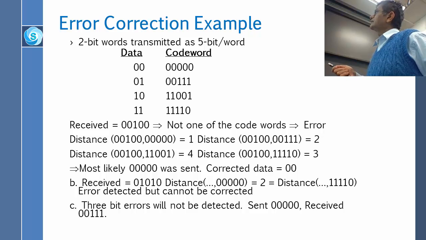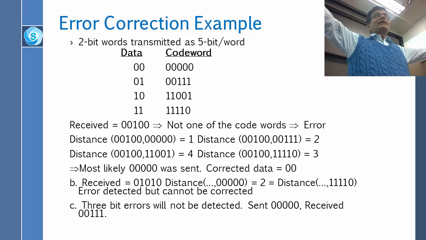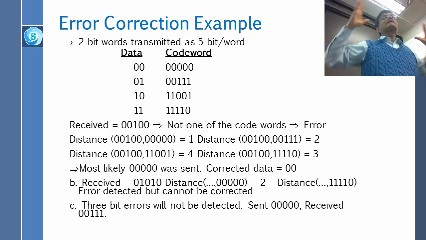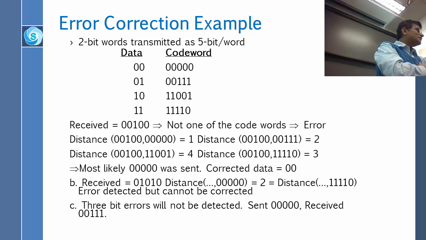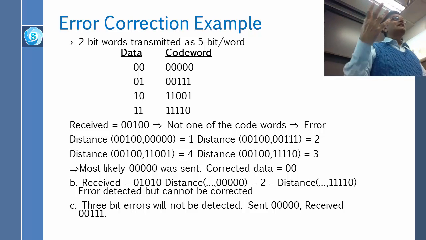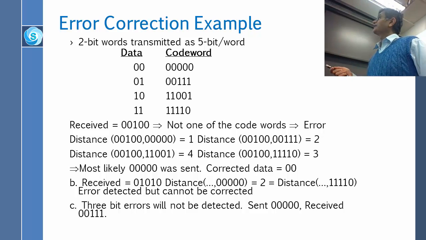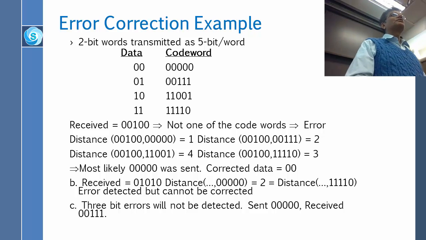In some cases, it is distance 2 from everything. So now you are not really sure. It is the same distance from 2 places, equally distant from this and that. Now you cannot be sure which one it is. So it can be detected but not corrected. We know that there is an error, but we cannot correct it. If it is close to something, we can say, okay, most likely this is it. But if it is equally close to 2 different ones, then we have to say that this is detected but not corrected. And if there are 3-bit errors, they will not be detected. So you send that and you receive this, bad luck. It will just go through.